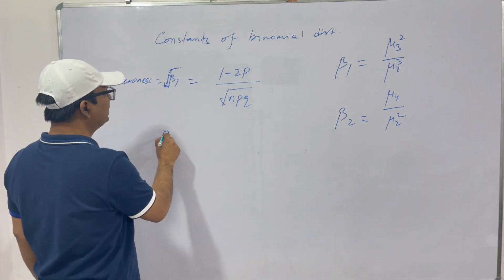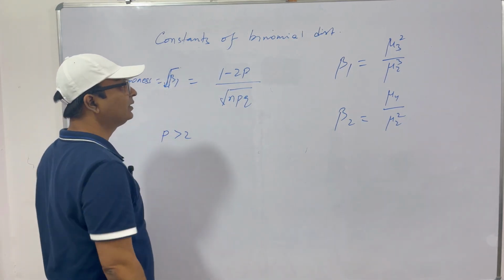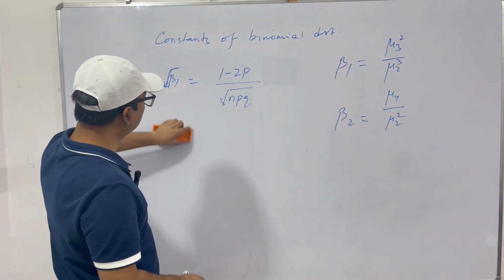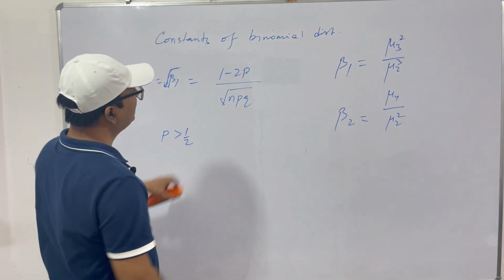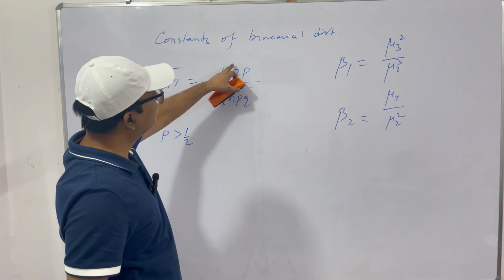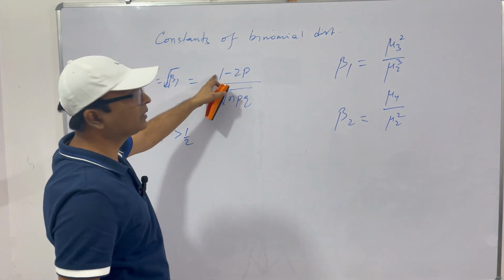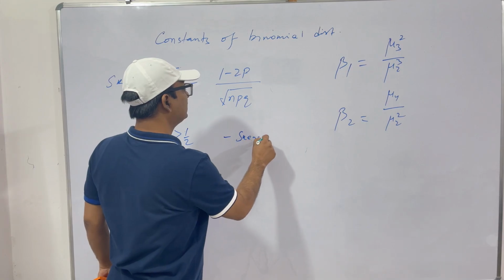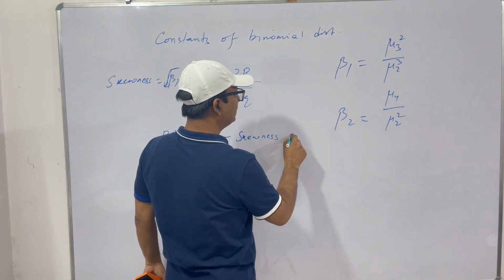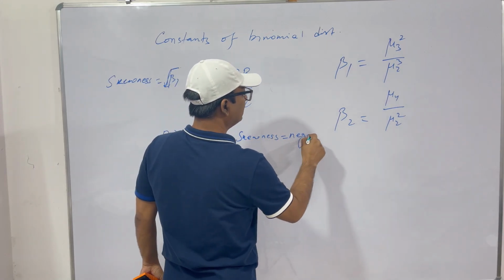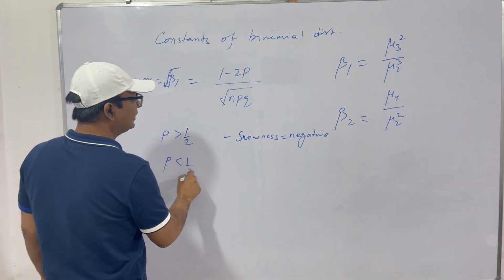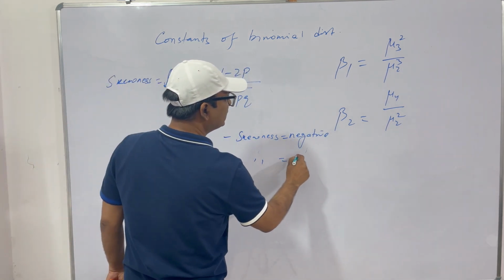So if p is greater than, sorry, not 2, greater than 1 by 2, then 2p is greater than 1, so this becomes negative. So our skewness is negative. For p less than half, our skewness is positive.